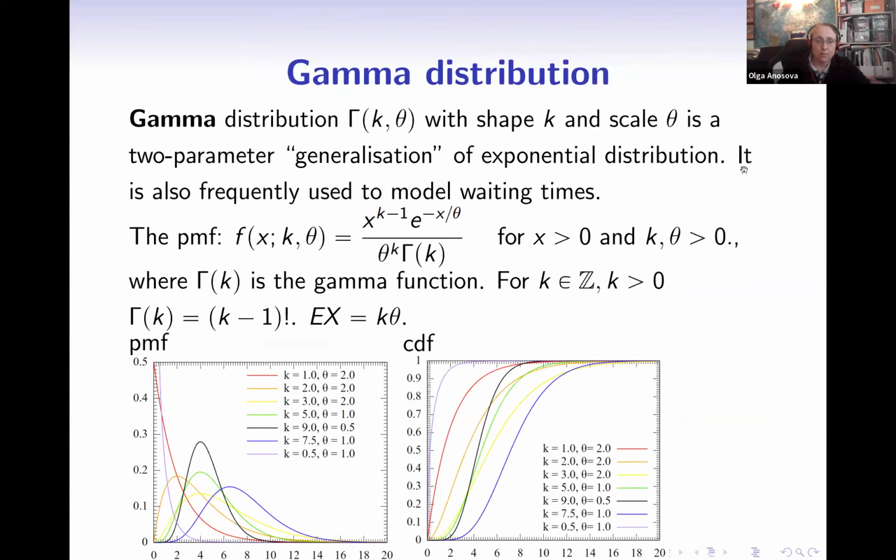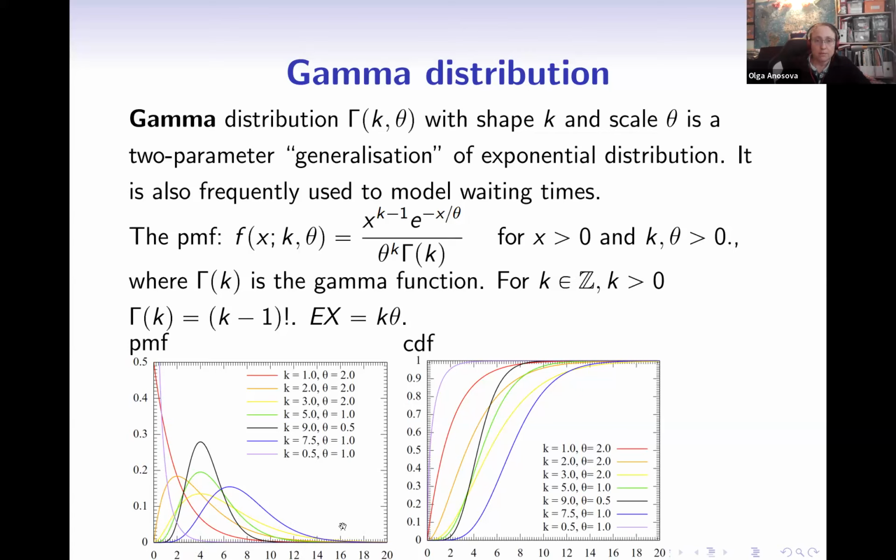So let's have a look at how the gamma distribution looks. Can you spot the exponential distribution in the picture of density functions? Yeah, I think you can, right? That's the red line or the purple line. And that's because for those parameters, we indeed get the exponential distribution. But if we have other parameters, then we can get other shapes of densities. That's why it's a larger family.